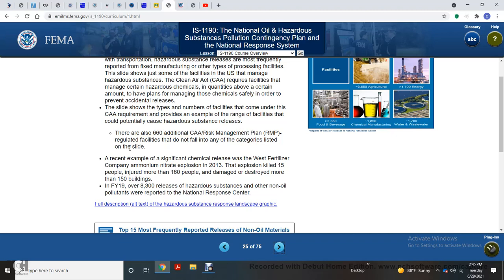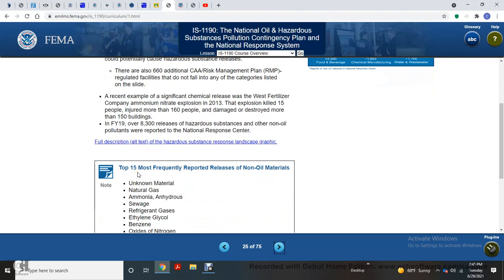A recent example of a significant chemical release is West Fertilizer Company's ammonium nitrate explosion in 2013. The explosion killed 15 people, injured 160 people, and damaged or destroyed 150 buildings.